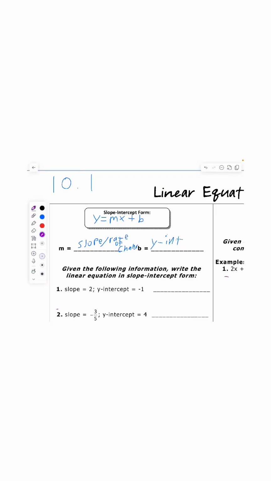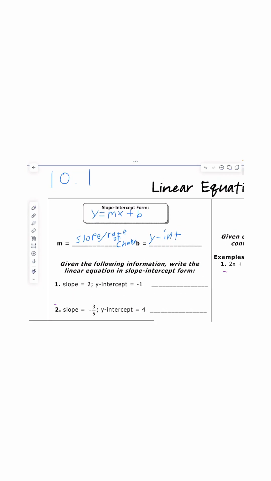All right, section 10.1, a new section that we are starting. It is going to be based on linear equations and exponential functions, but we're going to talk about linear equations and linear graphs in these next couple of sections. This should be our review from last semester. You should have had a foundation no matter who you had. So this is just going to be a quick review, quick notes, and a quick assignment after the notes.